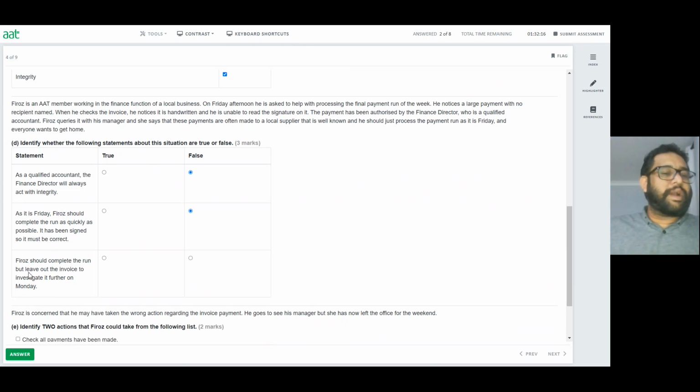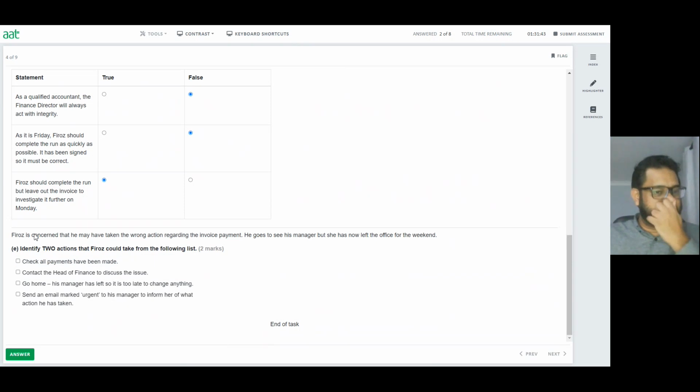Firoz should complete the run, but leave out the invoice to investigate it further on Monday. Yeah, that makes more sense to me, because if you have genuine doubt about a large payment, you pay it, you go for the weekend, and by the time you come back on Monday it may be too late if it's fraud. So you caught that before it was processed, and you can withhold it until Monday. It's better to be safe than sorry. So I can just hold it until a bit later.